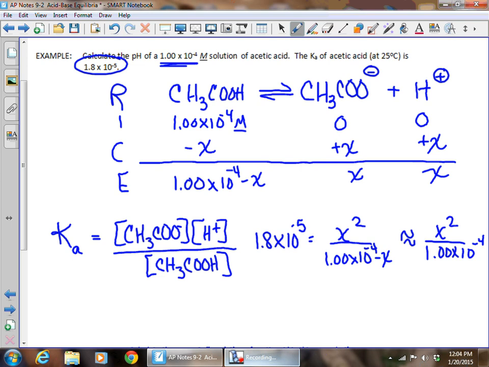That results in x squared. If we multiply those two terms, 1.8 times 10 to the minus fifth and 1 times 10 to the negative fourth, we end up with a value of 1.8 times 10 to the minus ninth. Now we'll need to square root that value. Don't forget to square root the value, and when we do, we come up with an x value equal to 4.24 times 10 to the minus fifth.